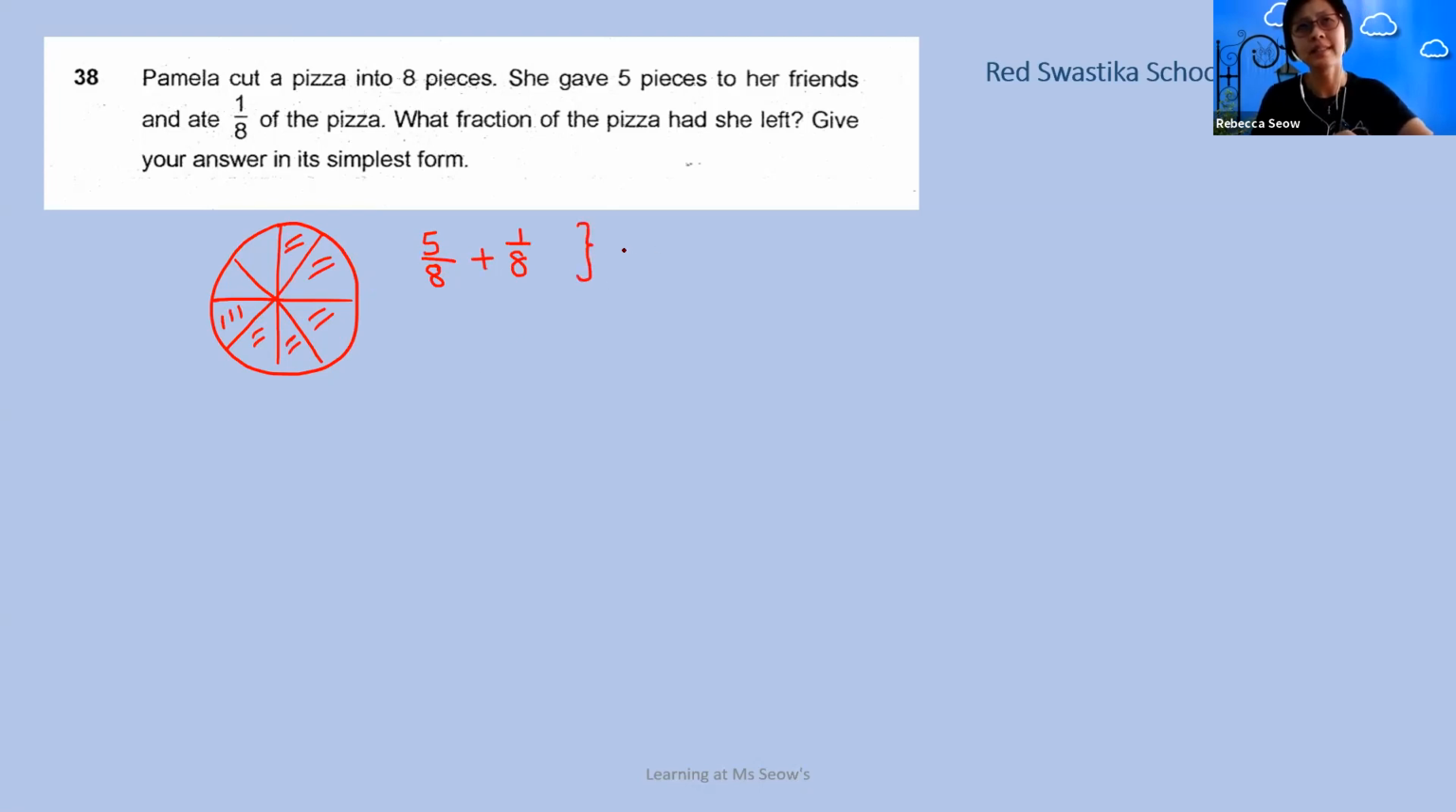So this is either given or eaten. So what fraction of the pizza had she left? Whatever that I have not shaded is actually what is left. So we see 2 out of 8 parts of the pizza that is not eaten. And we ask ourselves, is this in the simplest form? Well, 2 and 8 can both be divided by 2 to bring it to the simplest form. So that gives us an answer of 1/4.